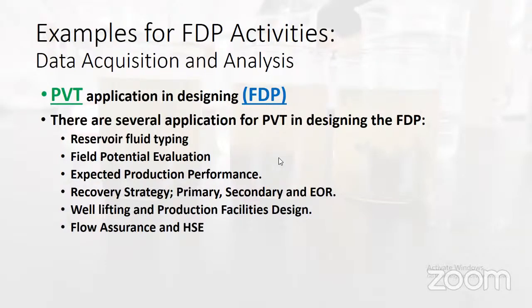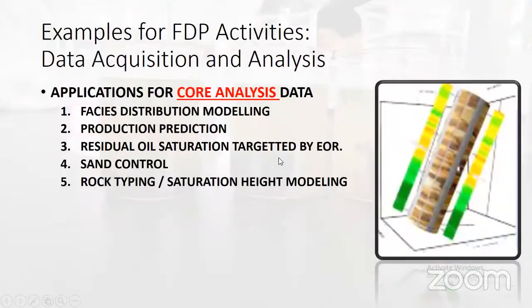That's for the PVT. What about the core? As a matter of logic, our reservoir is composed of two components: first, fluid, then rock. If you don't have any information about the two components, you don't have any data about your reservoir. So we should have fluid data, and we should have rock data. So what are the applications for reservoir rock data?